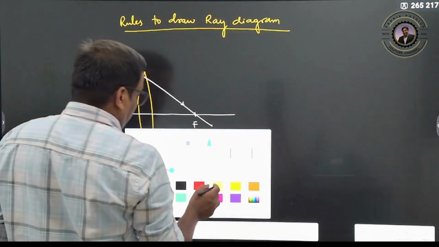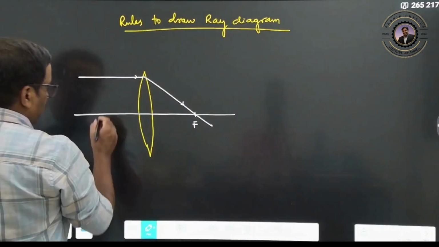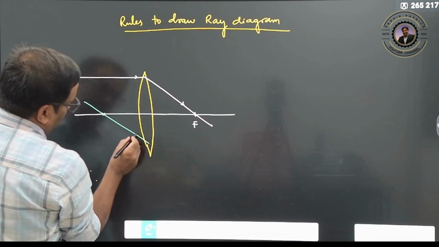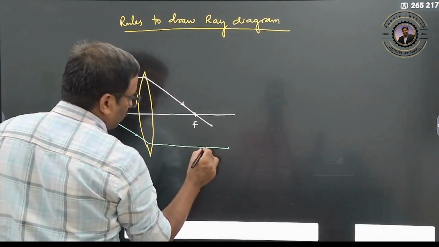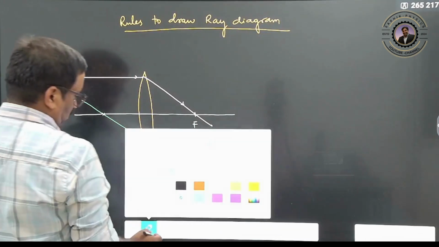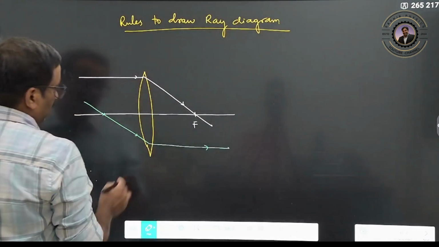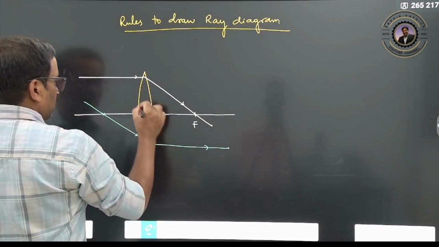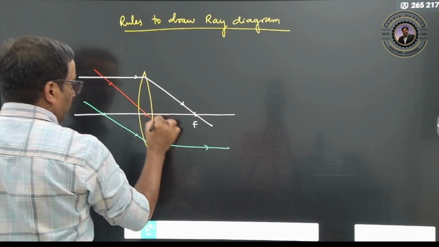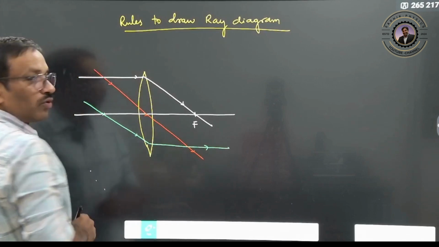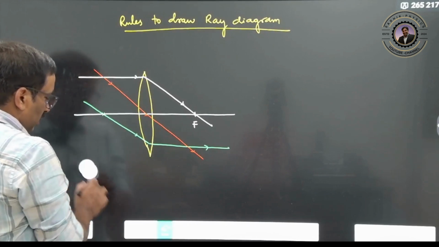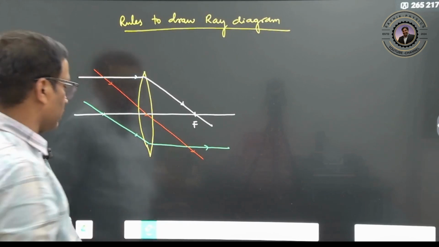Now suppose any light ray which is passing through the principal focus, the reverse of this one. After refraction it will go parallel to the principal axis, reverse. Clear? Now again, if any light ray passes through the center, the optic center, it will pass through without any refraction. Clear? So these are the rules we need to follow to draw the ray diagrams.